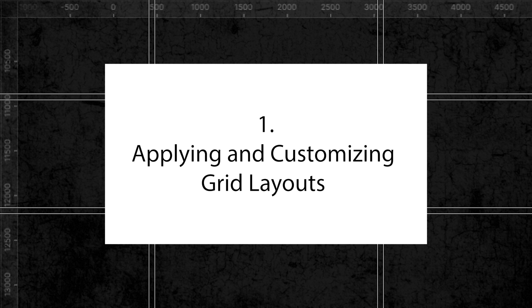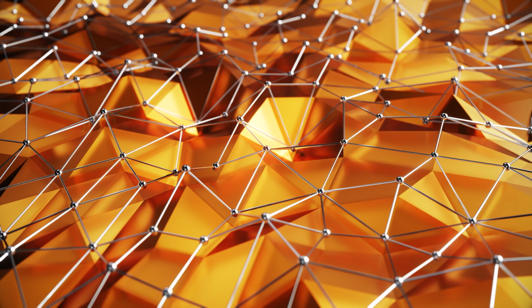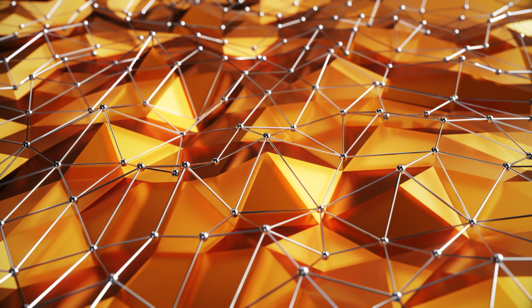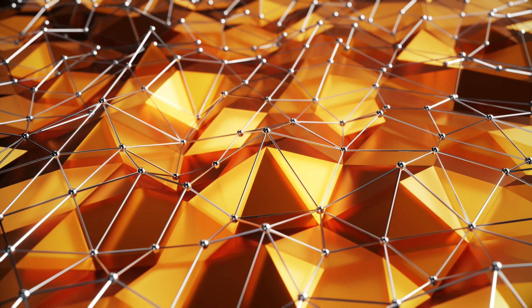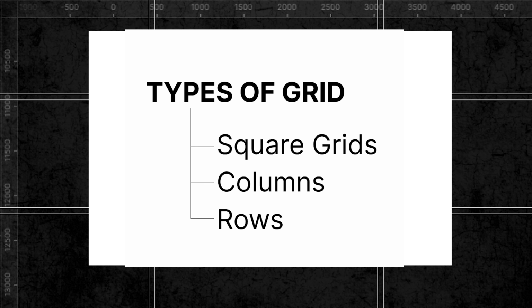Let's dive in. First, applying and customizing grid layouts. Grids are the backbone of any structured design. They help create a consistent, organized layout, ensuring your elements are aligned perfectly. In Figma, you can use different types of grids, depending on the kind of layout you are designing.